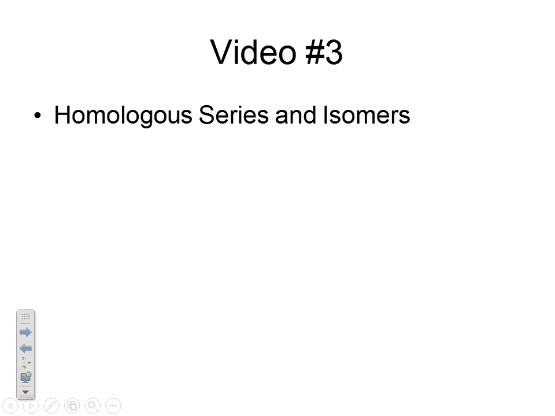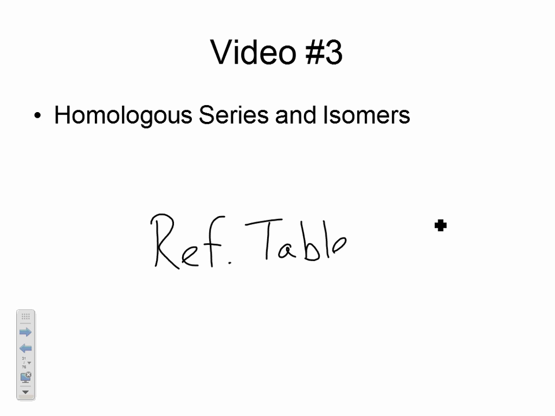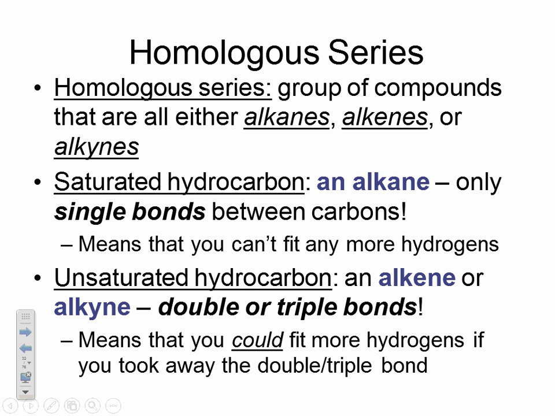This is video number 3 in our organic notes on homologous series and isomers. We need our notes open to page 9 for this, and we will also need our reference tables. Open up to table Q for this video. So please make sure your notes are on page 9, that you have your reference table open to table Q. So in this video, we're going to be talking about homologous series and isomers and essentially defining both of these terms. Homologous series.